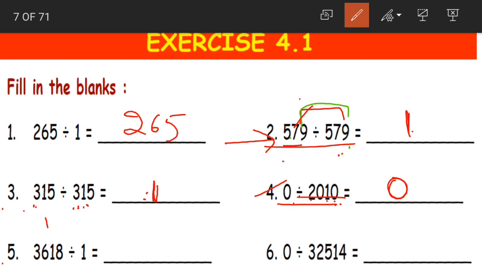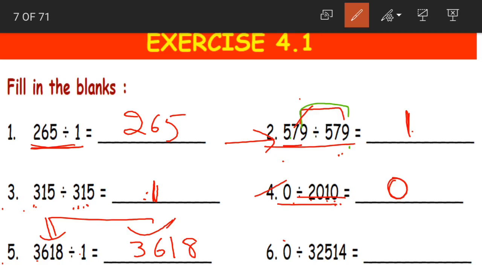Coming to question number 5. 3618 divided by 1. A number is being divided by 1. It is the same as question number 1. So what will be the answer? The answer will be the number itself, 3618. Coming to our last question.